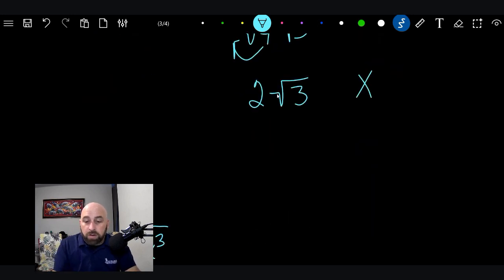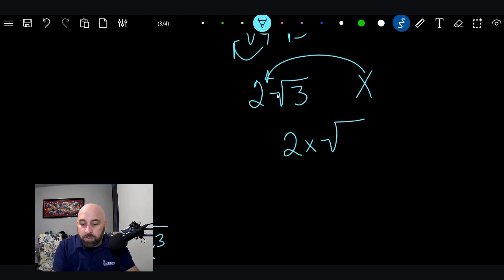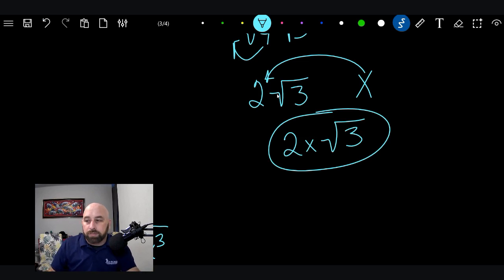So now we're going to put these back together. We're going to scrunch those back together. So how would I do that? Well, the x goes here with the 2. So 2x square root of 3. This one doesn't have anything. So that's it: 2x square root of 3.